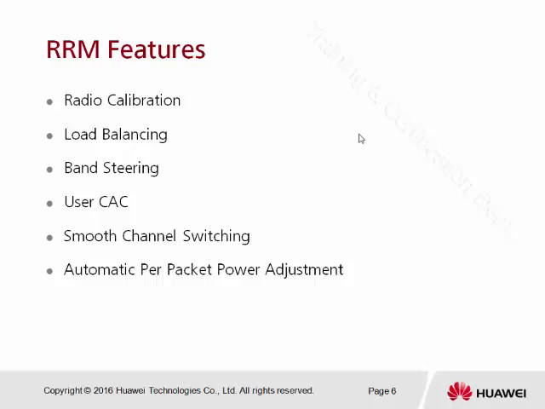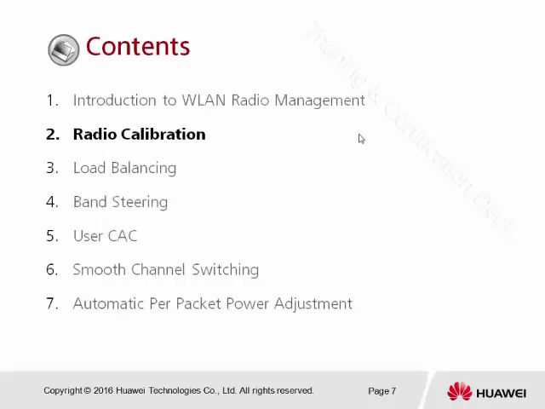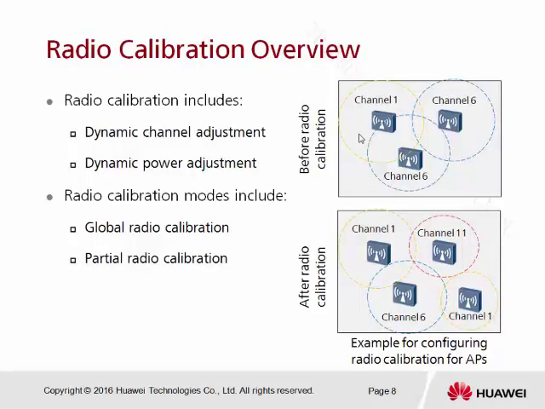So we'll start from the radio calibration. Content number 2, radio calibration. As you can see from the picture over here, before and after. What I mentioned over here is that radio calibration includes dynamic channel adjustment and also power adjustment. Then the radio calibration mode includes the global radio calibration or the partial radio calibration. These two, you can select either one.